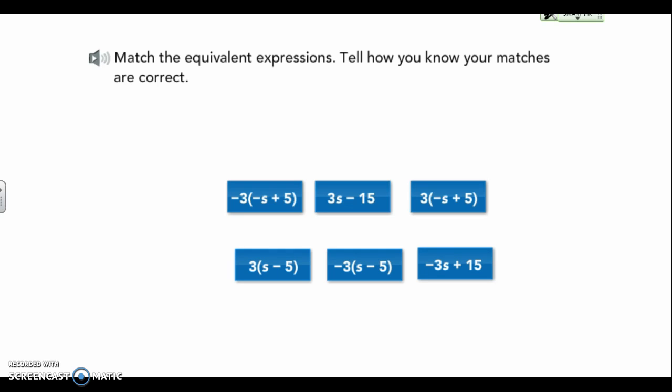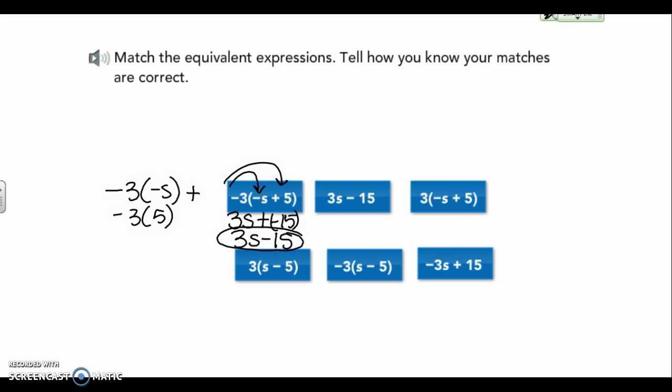Remember, with the distributive property, we multiply the number outside of parentheses times everything inside the parentheses. So here we would multiply negative 3 times negative s plus negative 3 times 5. Negative 3 times negative s would be a positive 3s plus negative 3 times 5 is negative 15. So we can rewrite this as 3s minus 15.